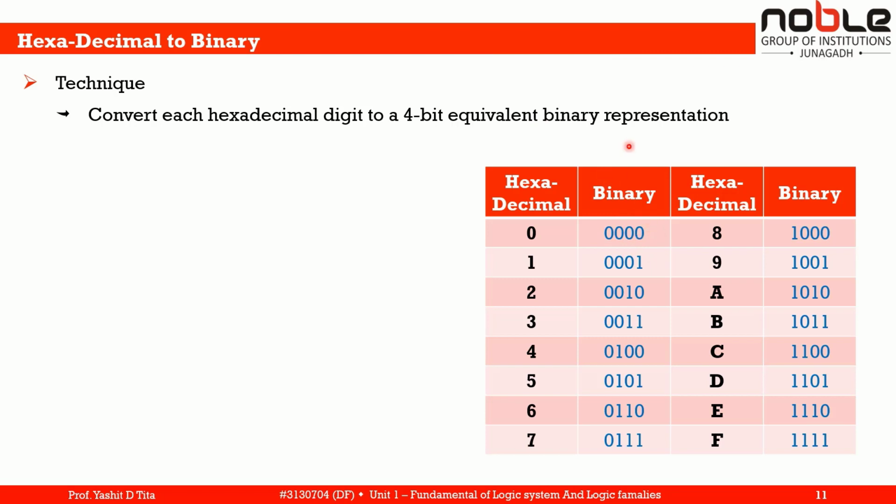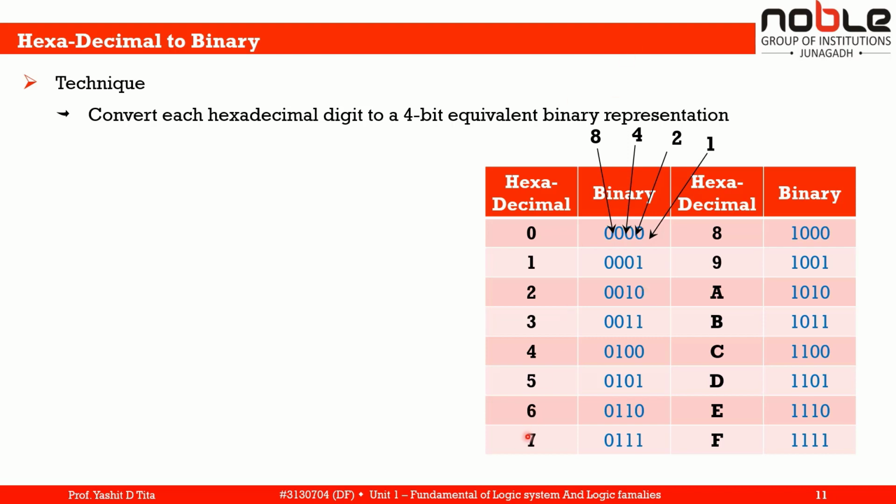Starting from the right, the weight of this digit is 1. Next one, the weight of this digit is 2. The weight of the next one is 4. And finally, the next one, the weight of this digit is 8. Let's take one example to understand this concept.